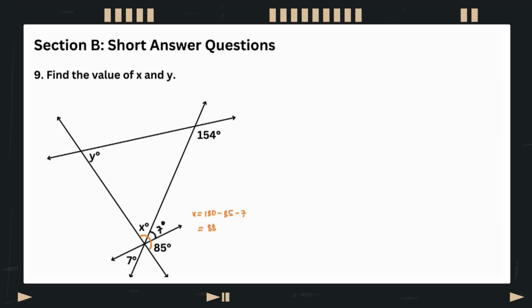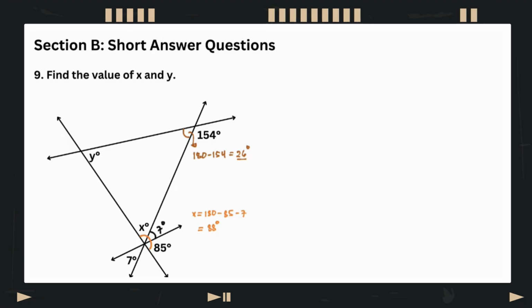and that gives us 88 degrees. Alright? On the other hand, to find y, we need to know this part of the angle first. And again, applying our knowledge on angle in a straight line, to find this part of the angle, we get 180 minus 154 is equal to 26 degrees.